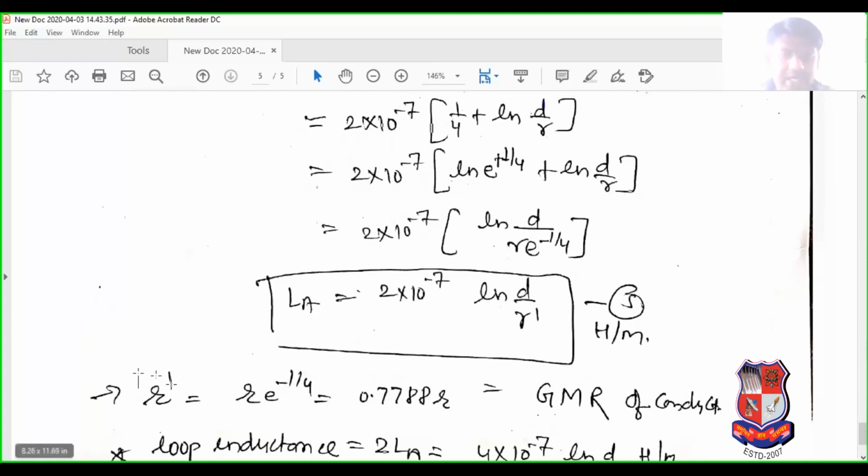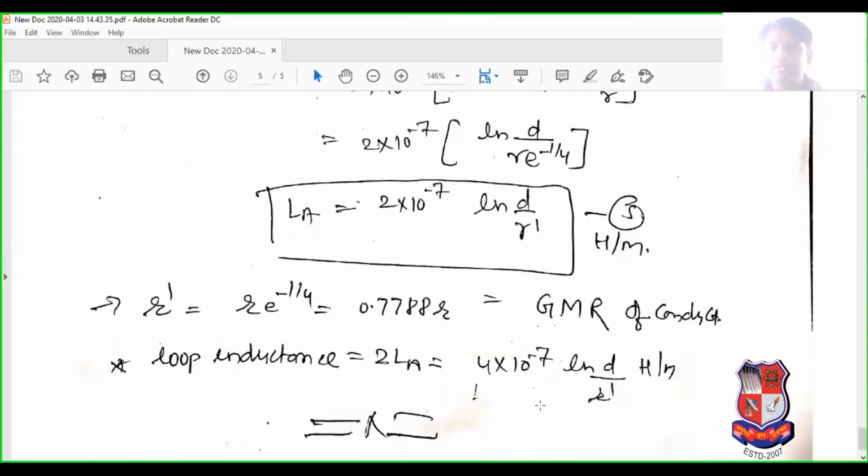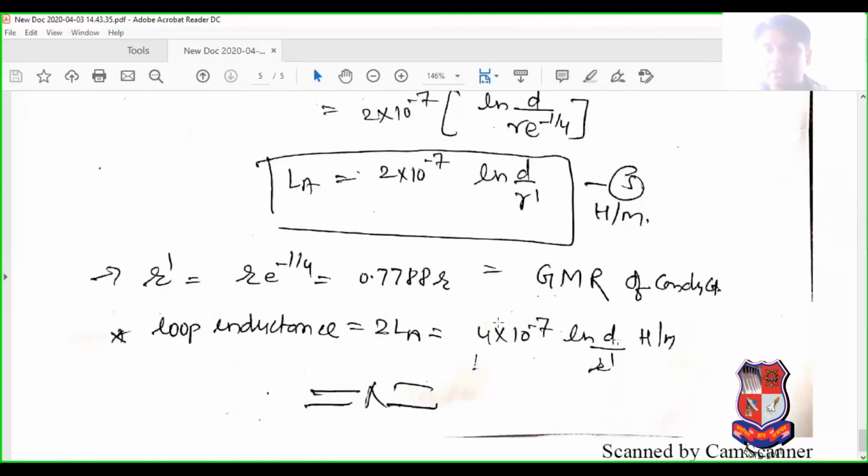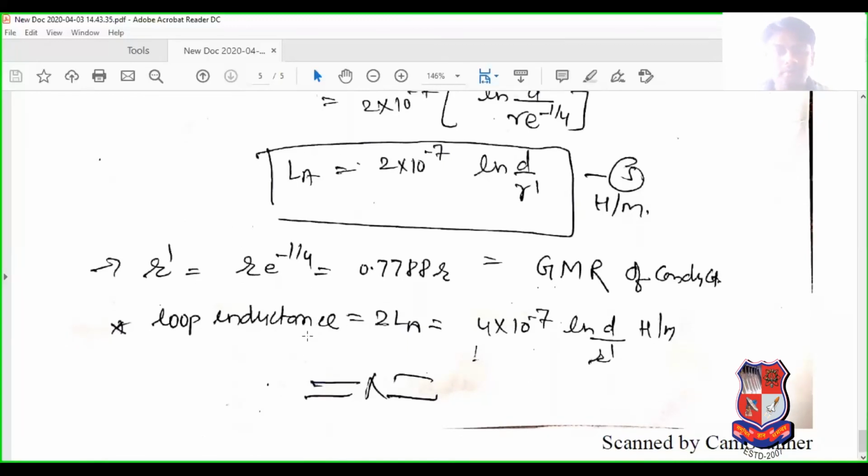Basically this R dash is known as the GMR of the conductor, geometric mean radius of the conductor. We will later on calculate the GMD, geometric mean distance. So this is known as R dash, the GMR of the conductor. So finally the loop inductance is 2 times LA, single phase, so 2 into 2, 4, 4 into 10 to the minus 7 ln D upon R dash, Henry per meter. Okay, I hope you understand very well.